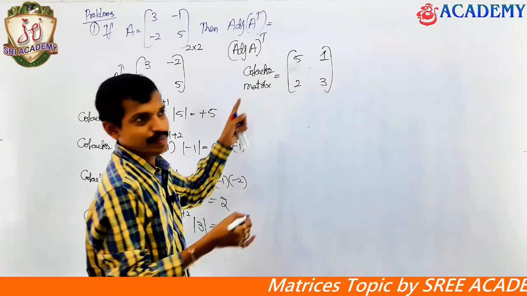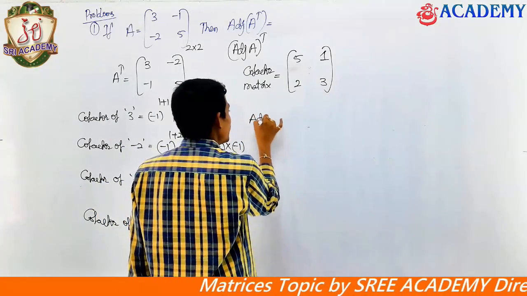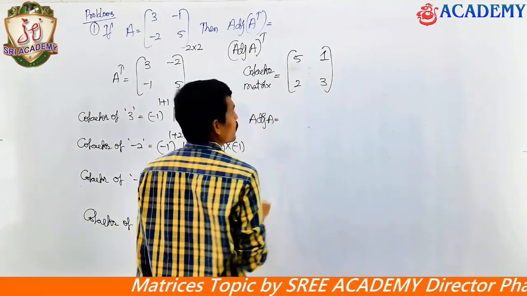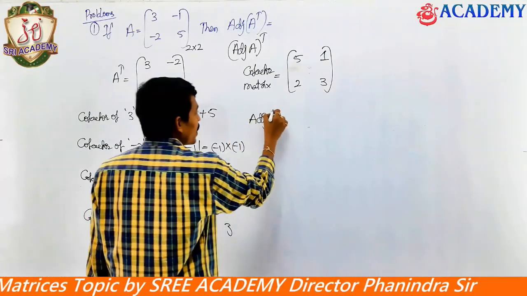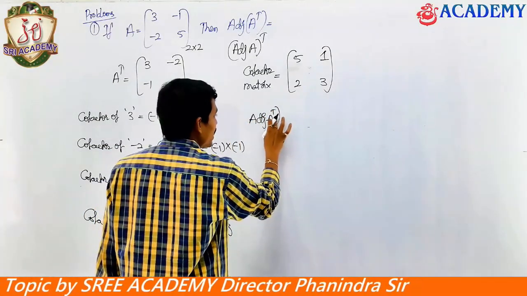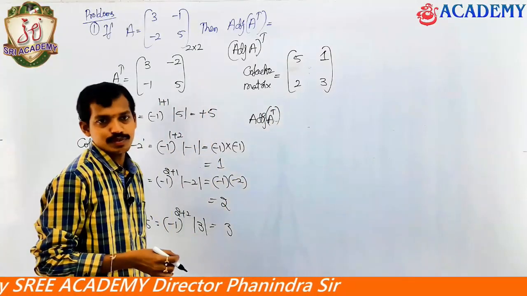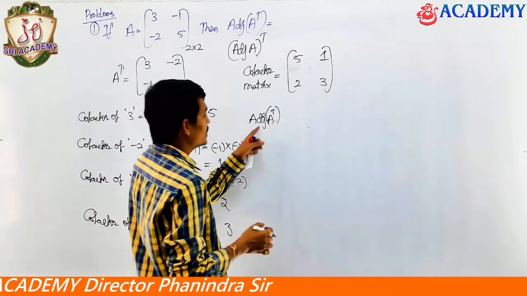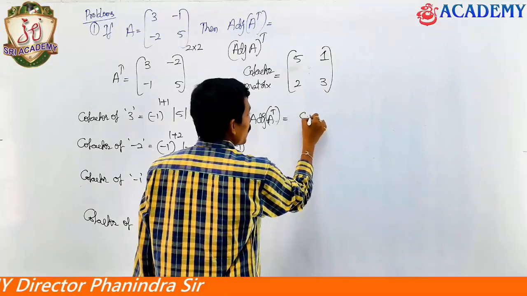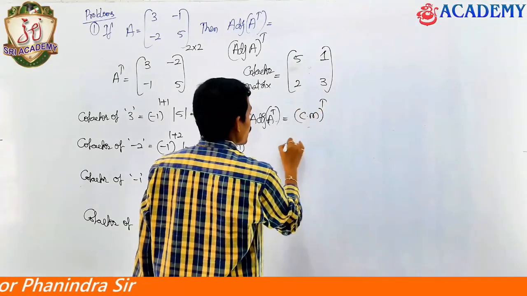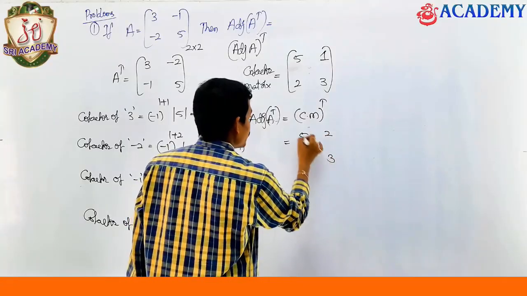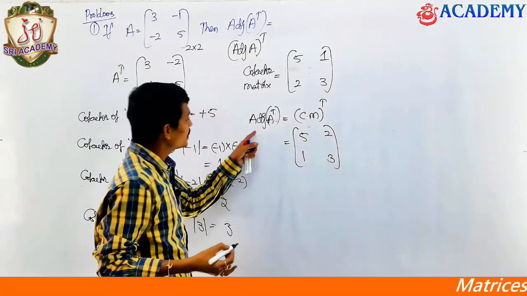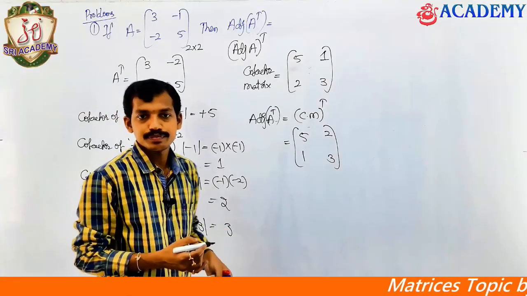This is the cofactor matrix. That is, the adjoint matrix is nothing but, here we find the transpose. Indirectly, the transpose matrix is the adjoint. That's why we are writing adjoint of A transpose. That is, adjoint of A transpose is nothing but this cofactor matrix transpose. That is nothing but 5 1 2 3. This is the adjoint of the matrix.